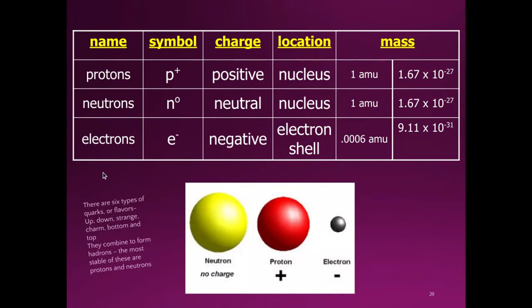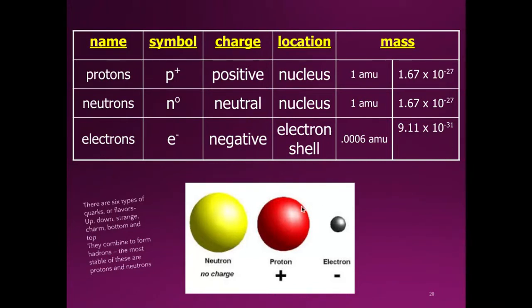Next, we have electrons. They're not found in the nucleus. They are found outside in the electron shell. They have a negative charge. And this right here, that E with the little negative sign, you're going to see that. That's very common. And they have a 0.0006 AMU, or 9.11 times 10 to the negative 31.